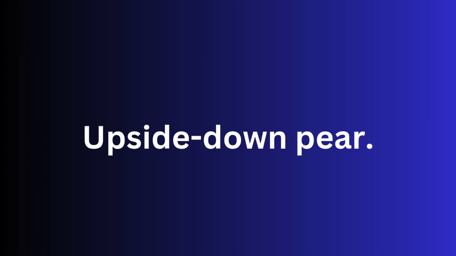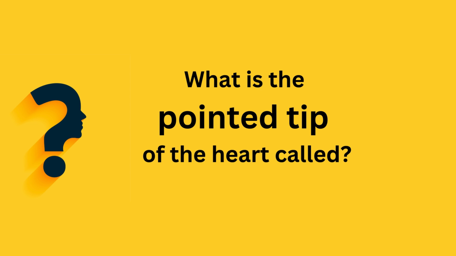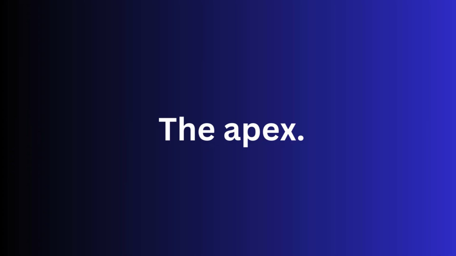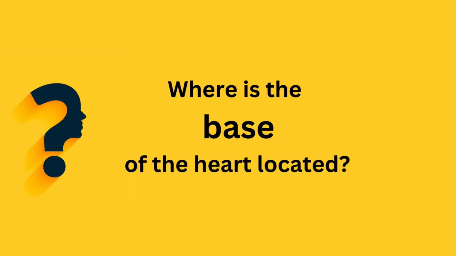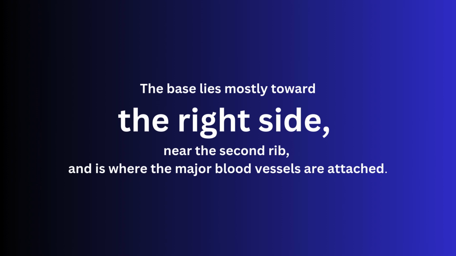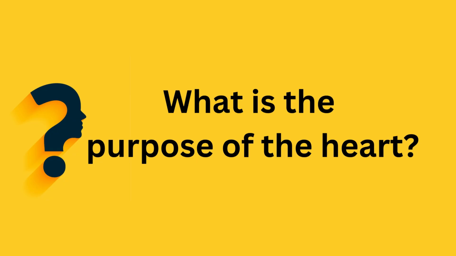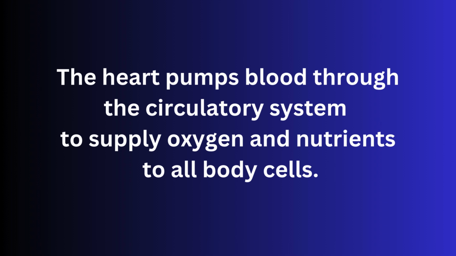Upside down pear. What is the pointed tip of the heart called? The apex. Where is the base of the heart located? The base lies mostly toward the right side, near the second rib, and is where the major blood vessels are attached. What is the purpose of the heart? The heart pumps blood through the circulatory system to supply oxygen and nutrients to all body cells.